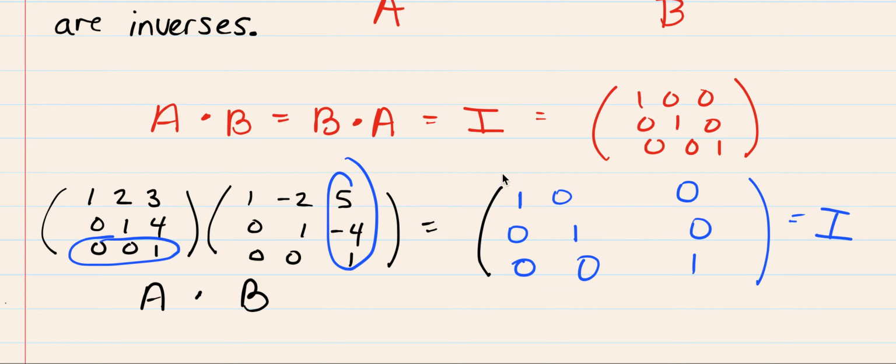Now, I'm not going to do this. You can multiply this matrix with this one. You should also get I. That's a good exercise for you. But you'll see that these two matrices are inverses of each other. So A inverse is this matrix B, and you could also say that B inverse is this matrix A.